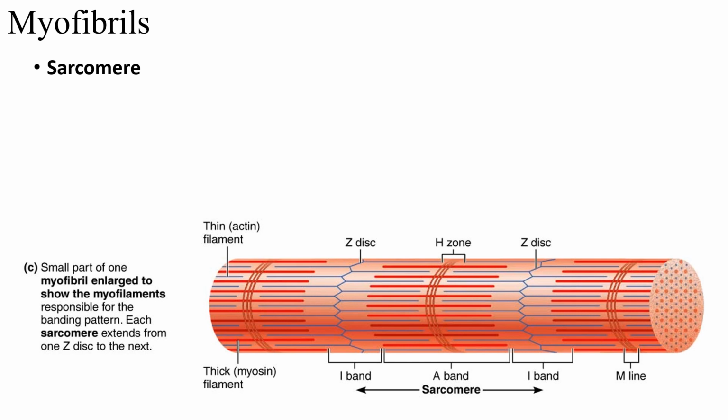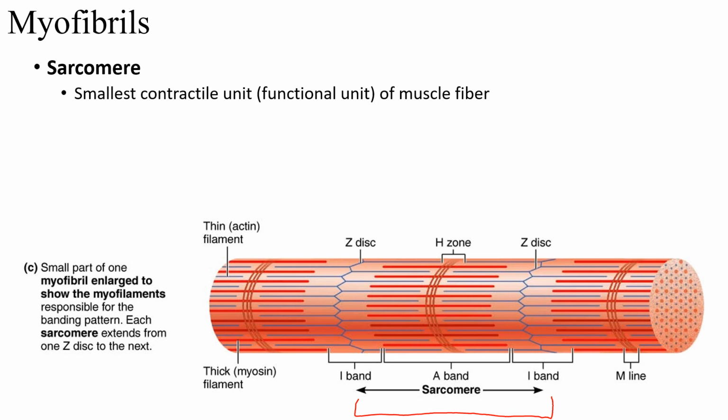Okay, so here is what we would call a sarcomere, and a sarcomere is the area from an I band, with an A band in between, to an I band. The sarcomere is the smallest contractile unit, so it's the functional unit of a muscle fiber. If we go any smaller, it's not going to be able to contract as a unit. All of these can be incorporated into a larger contractile unit, but this is going to be the smallest.